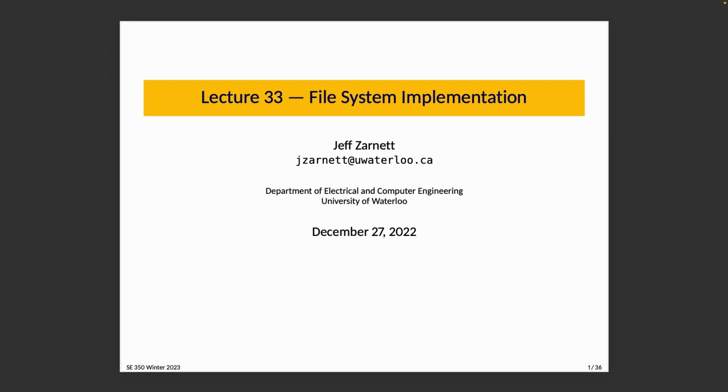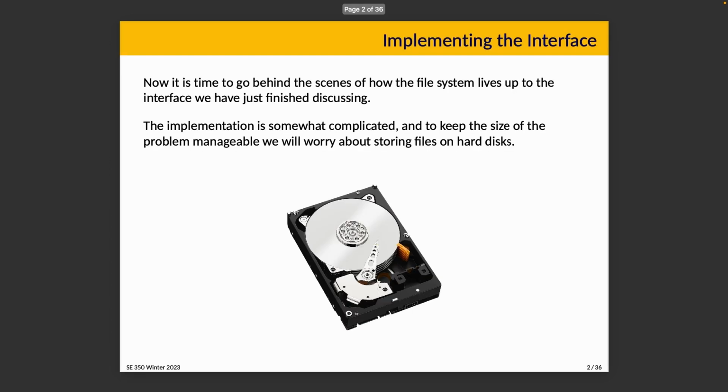You see, earlier on, we talked about the file system interface, and the file system interface was good. It's an important topic. We needed that, but we have to learn a little bit more about how it lives up to the actual implementation before we can think about the messy business of where to put file contents on disk. So the implementation is complicated, and to keep the size of the problem manageable, we're going to just talk about storing files on hard drives.